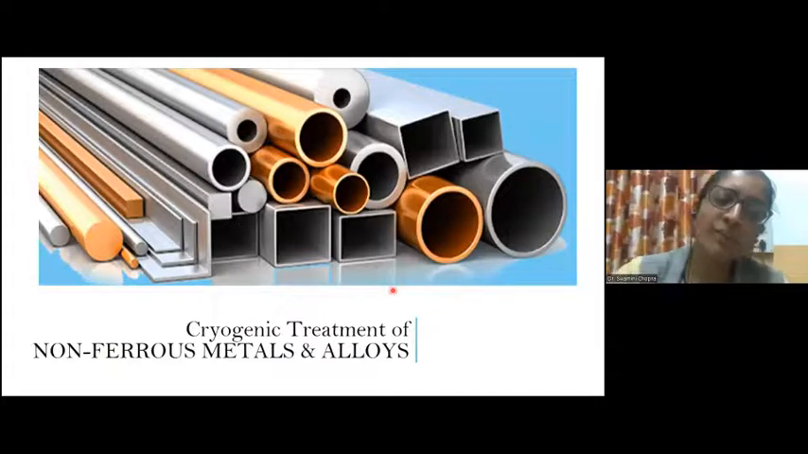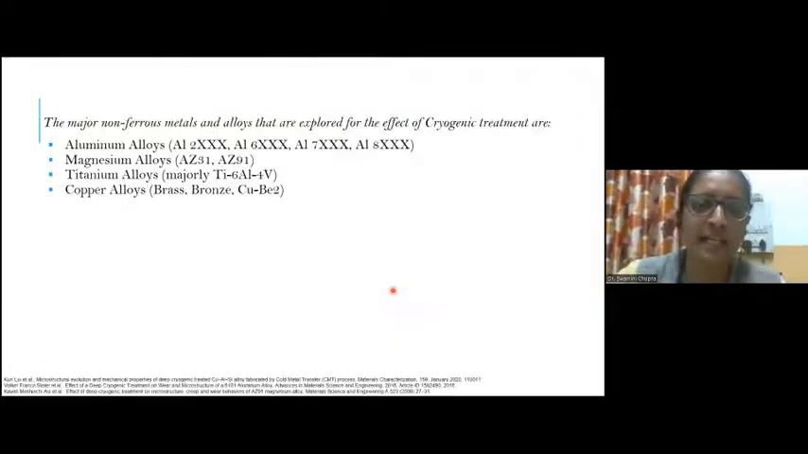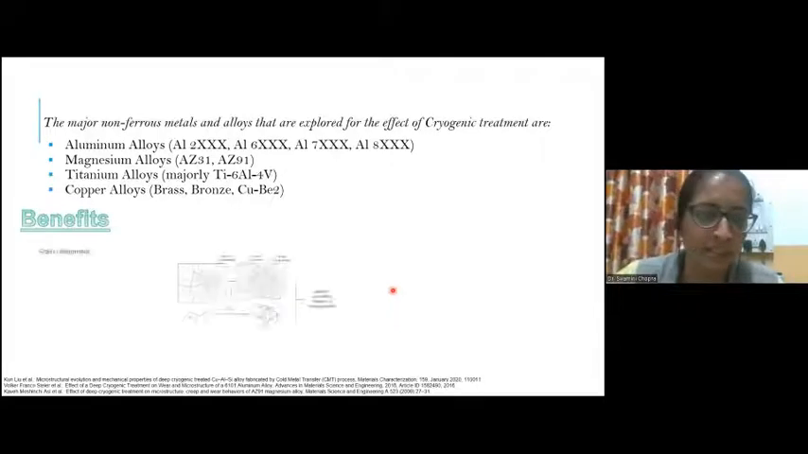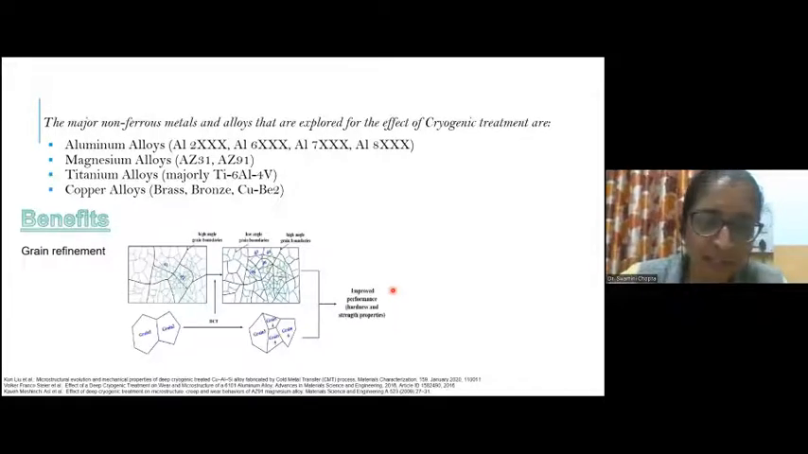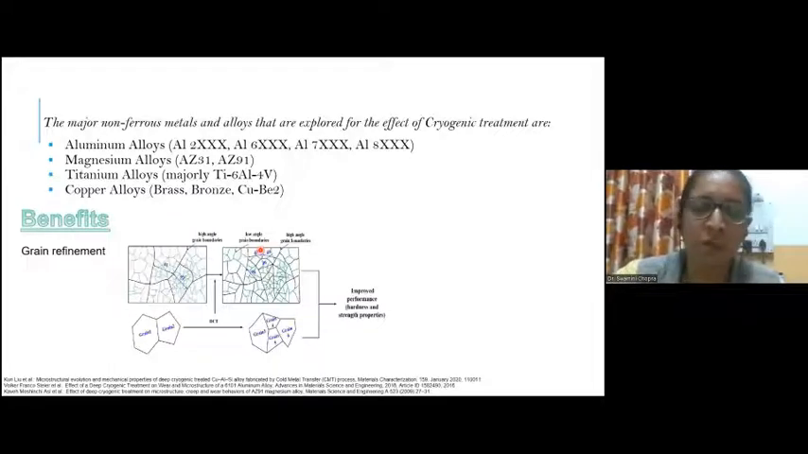Similarly, for non-ferrous metals and alloys, just like steels, cryogenic treatment is very commonly carried out for aluminium alloys, and less commonly for magnesium alloys, titanium alloys, and copper alloys. Again, in non-ferrous metals, the benefits which have been observed over the years by researchers are: one is the grain refinement. The grain refinement takes place where the high angle grain boundaries are converting into low angle grain boundaries, therefore helping in the reduction in residual stresses and helping in crack propagation resistance in case of non-ferrous metals.